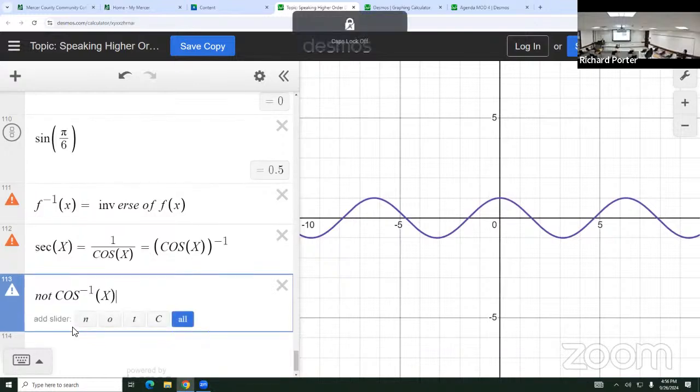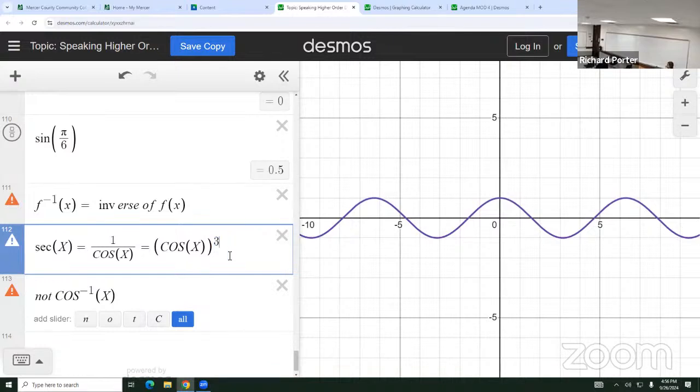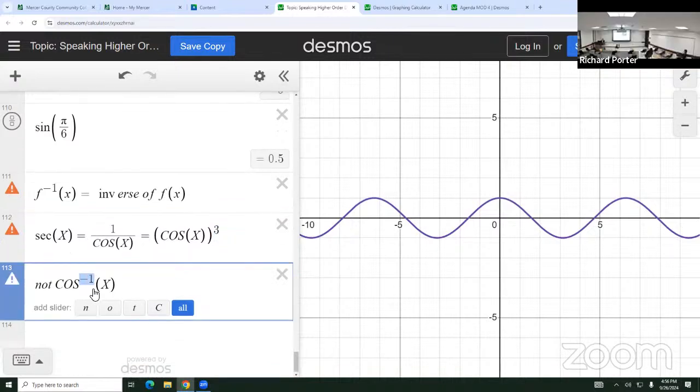That's not the same. Putting that -1 on the outside is not the same as putting it here. If it was a squared, it would be. If I put a 2 there, put a 3 there, that means this, third power. That's fine. Those do mean the same thing. But when it's -1, that's very specific notation.